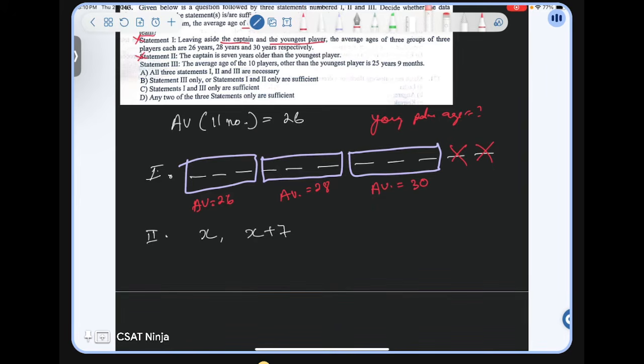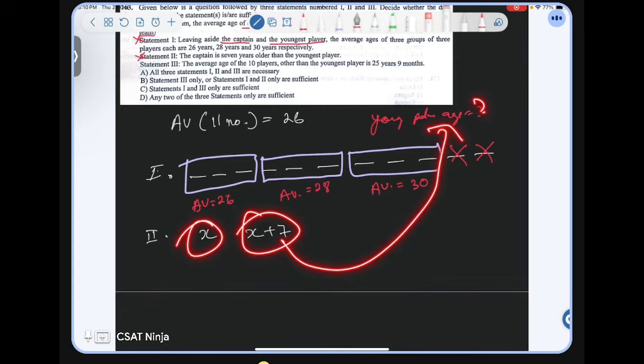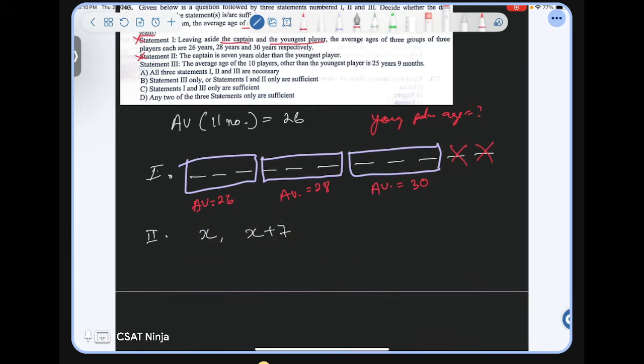Just by using the youngest player's age and the captain's age, I won't be able to tell the youngest player's age. So statement number 2 alone is not sufficient as well. Is statement 3 enough? Let's check for 3.